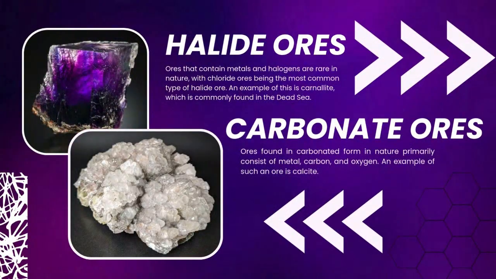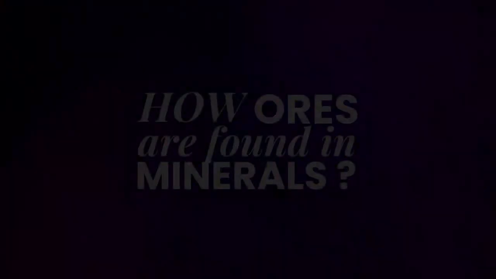Halide ores. Ores that contain metals and halogens are rare in nature, with chloride ores being the most common type of halide ore. An example of this is carnallite, which is commonly found in the Dead Sea. Carbonate ores. Ores found in carbonated form in nature primarily consist of metal, carbon, and oxygen. An example of such an ore is calcite.